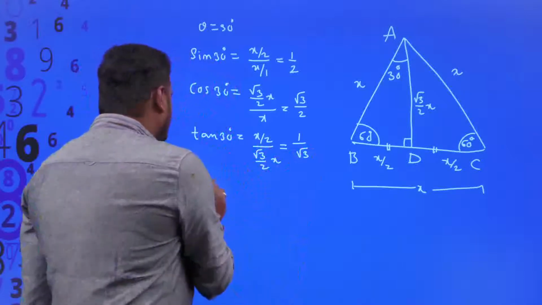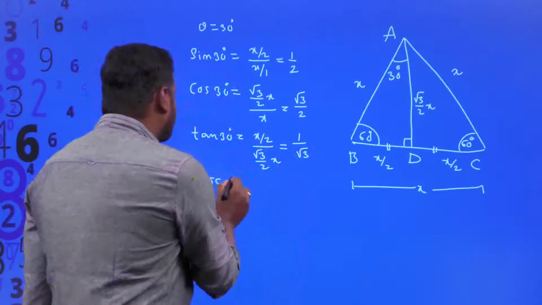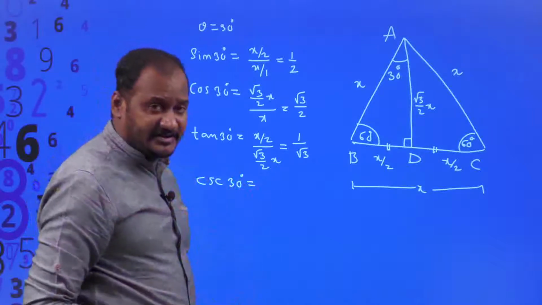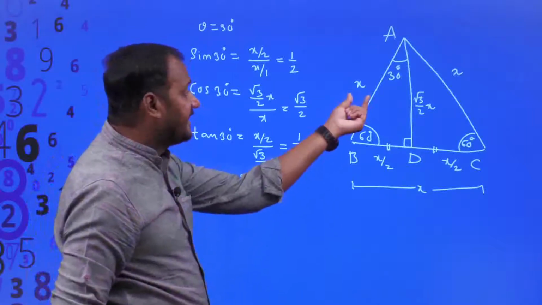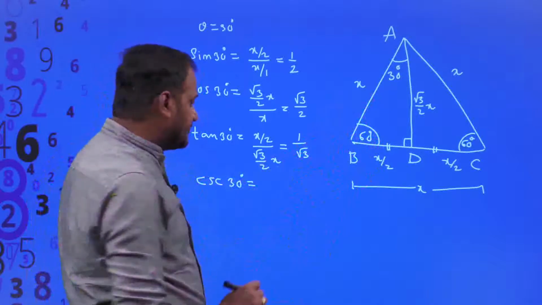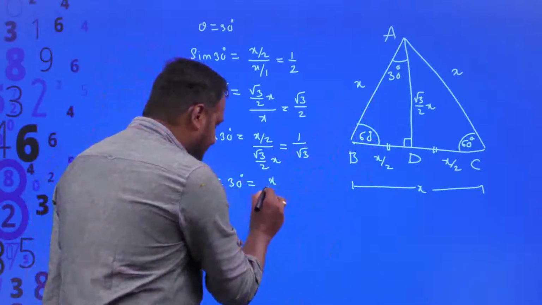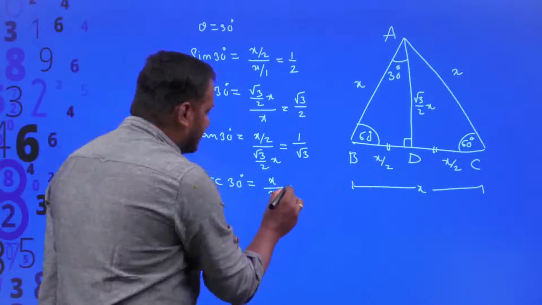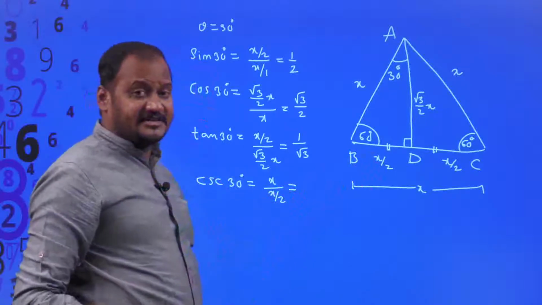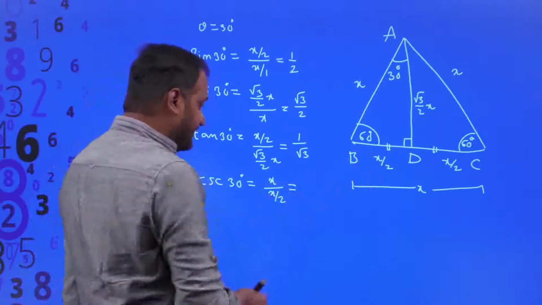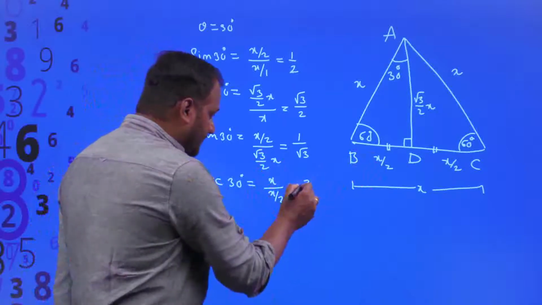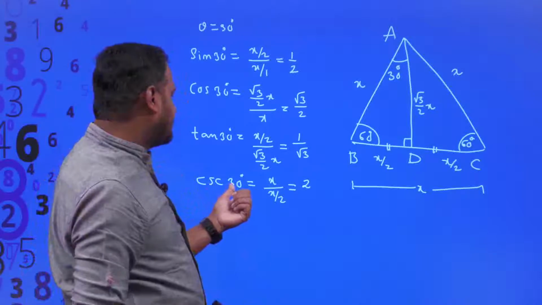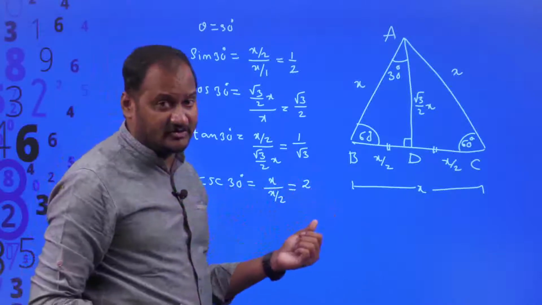And coming to cosecant 30 degrees. So, cosecant 30 degrees is equal to, according to the definition of cosecant theta, hypotenuse by side opposite to theta. So, hypotenuse is x divided by side opposite to theta, side opposite to 30 degrees is x by 2. What is x by 2? Again, x and x cancel, 1 by 2 will become 2 divided by 1. It means the value of cosecant 30 degrees is equal to 2.